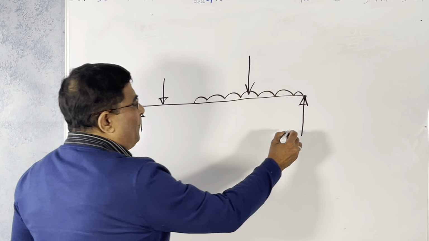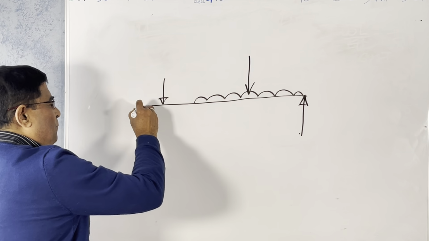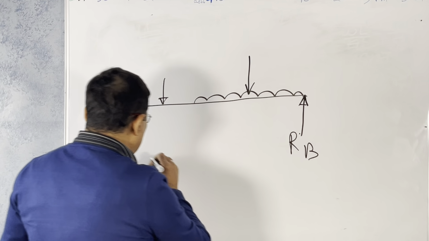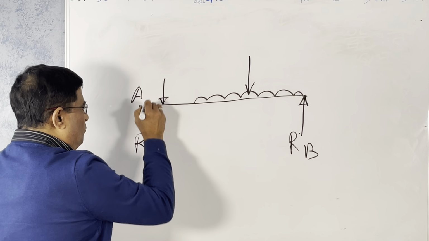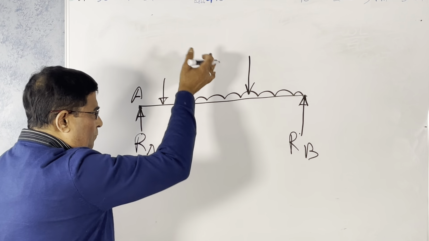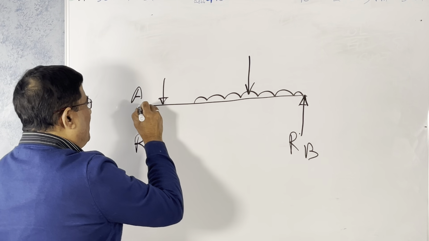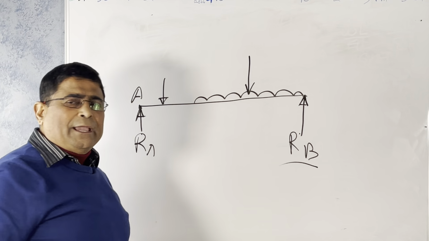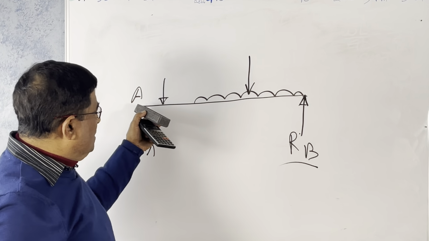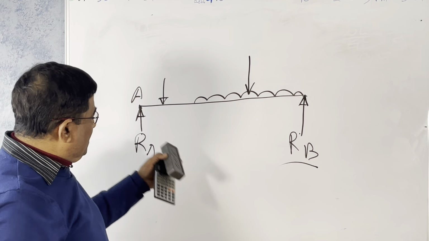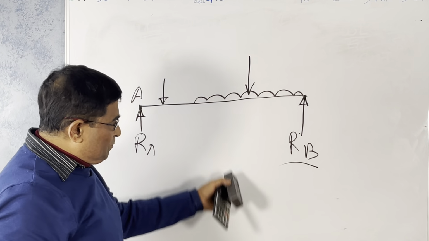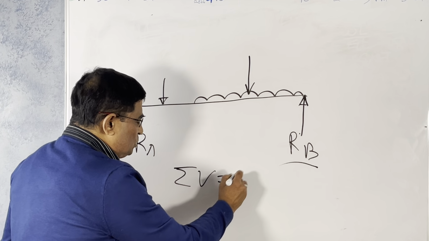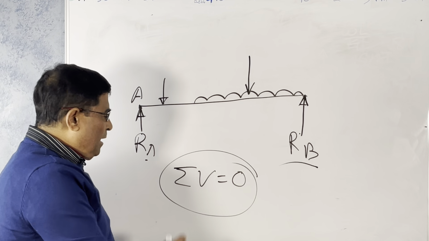Then you have to find out the moment at these 2 points by taking moment about 1 point. Suppose in a case like this, with your RB and RA, you take moment about this point of all the downward and upward forces. That way you calculate RB. When you get RB by the summation of moment equilibrium equation, then you can calculate RA by using the equation: summation of vertical force equals 0. With that equation you can find RA.